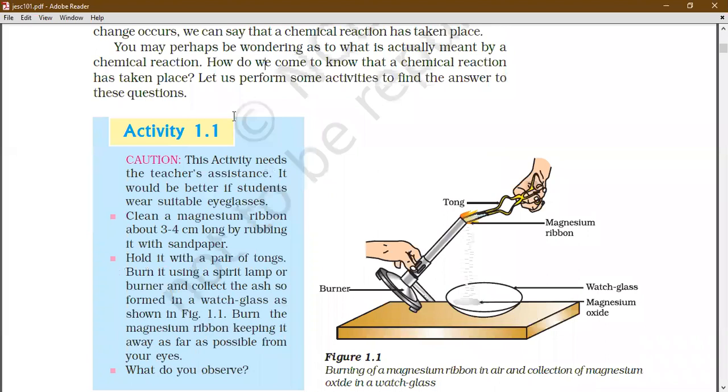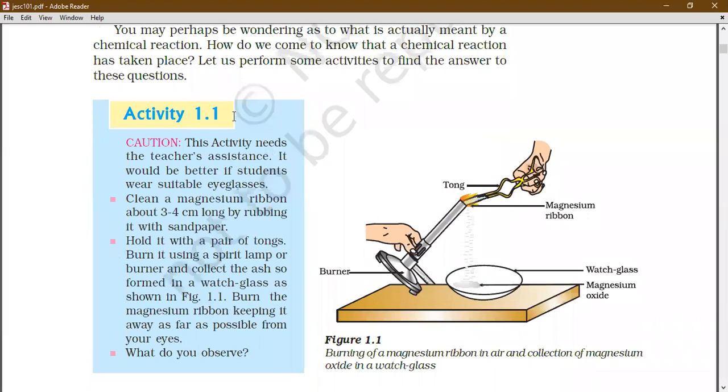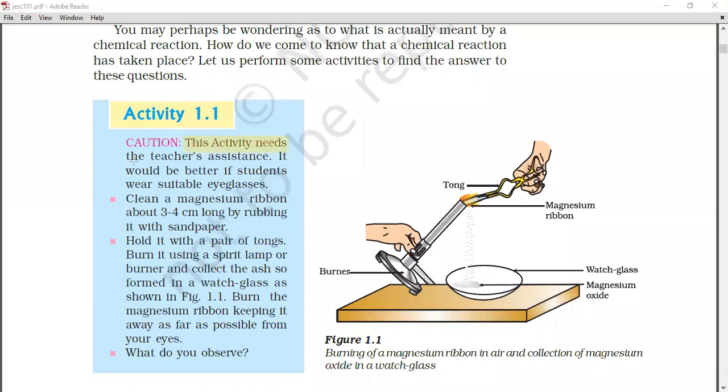Activity 1.1. Caution. This activity needs the teacher's assistance. It would be better if students wear suitable sunglasses. Clean a magnesium ribbon about 3 to 4 centimeter long by rubbing it with sandpaper. Hold it with a pair of tongs. Burn it using a spirit lamp or burner and collect the ash so formed in a watch glass as shown in the figure 1.1. Burn the magnesium ribbon, keeping it as far as possible from your eyes. What do you observe?